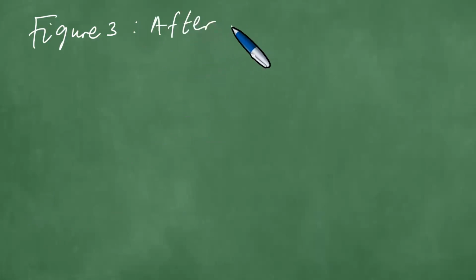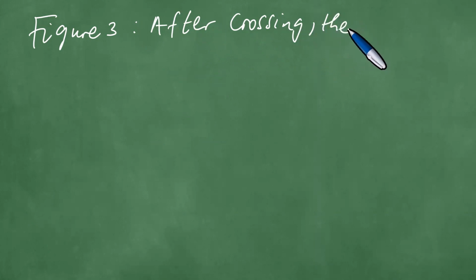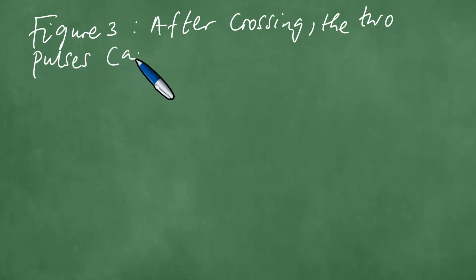Figure 3. Right after crossing, the two pulses carry on. They carry on unchanged.